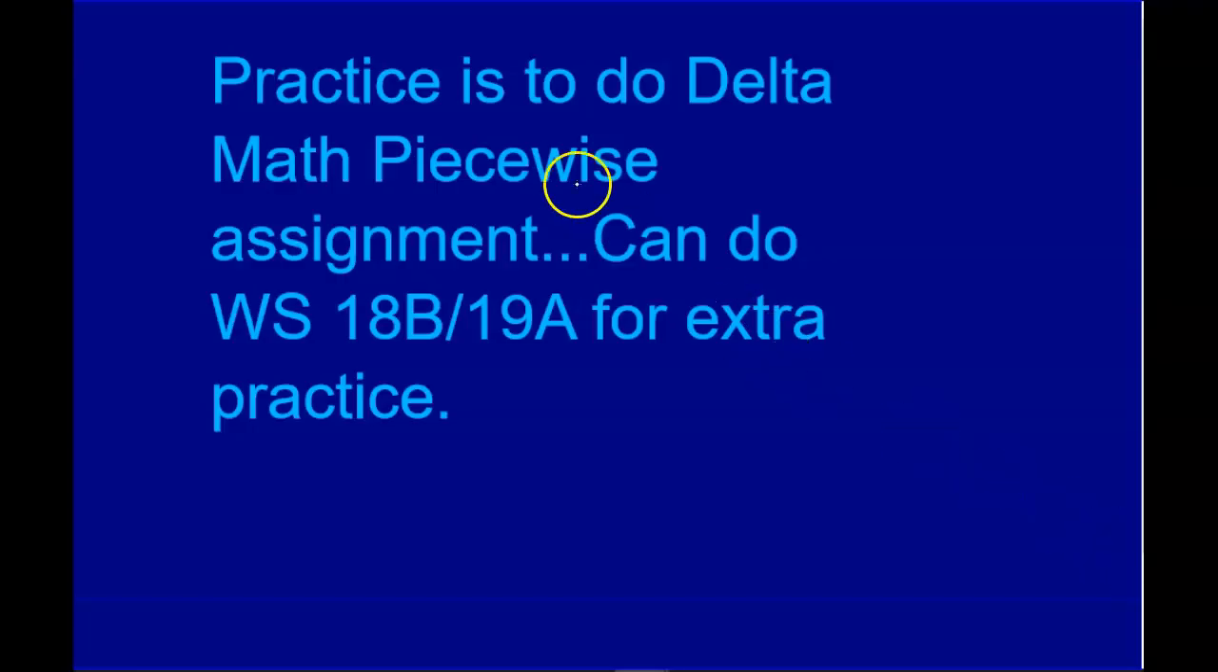All right, so the practice is just to do the Delta Math assignment. If you are better with pen and paper and Delta Math is really giving you trouble, worksheet 18B and 19A are 4 more practice problems on these writing equations, okay? Otherwise, you don't have to do those 4, but they might help you get a start. And the answers to those are in Google Classroom. All right, do you want me to show you what the Delta Math looks like? Has anybody worked on it? Because it has 2 different ways of doing this.